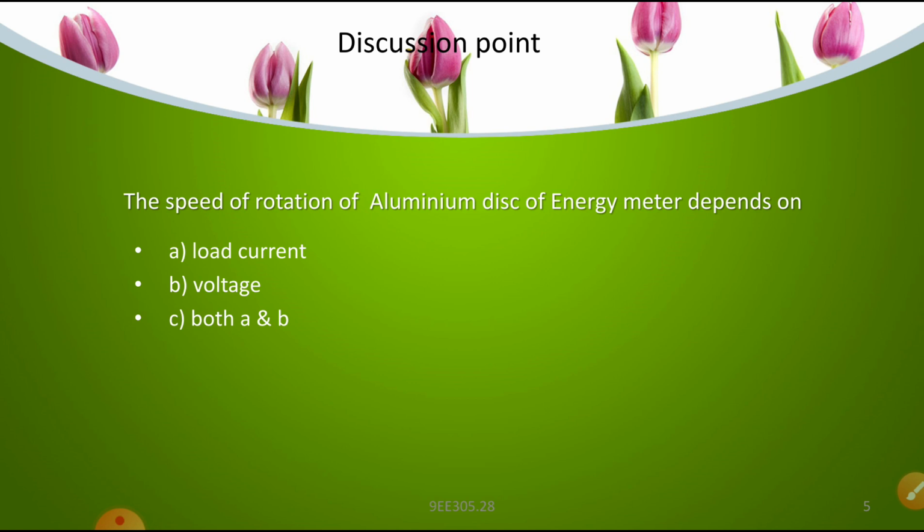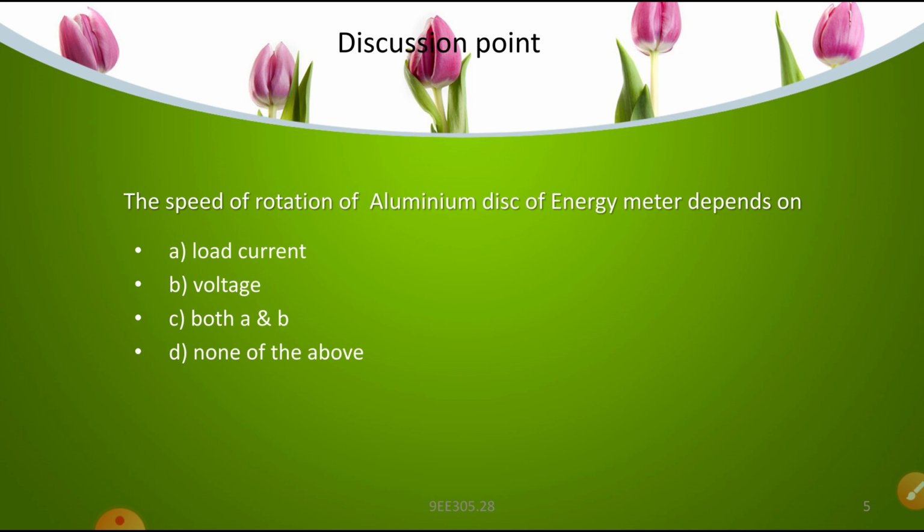Both A and B. So here is the discussion point: we are going to get none of this. Up to now, we have recalled what we have seen. So here, dear students, please tell me, the speed of rotation of the aluminum disc of the energy meter depends on what factor? Only load current, only voltage, both A and B, or none of the above.